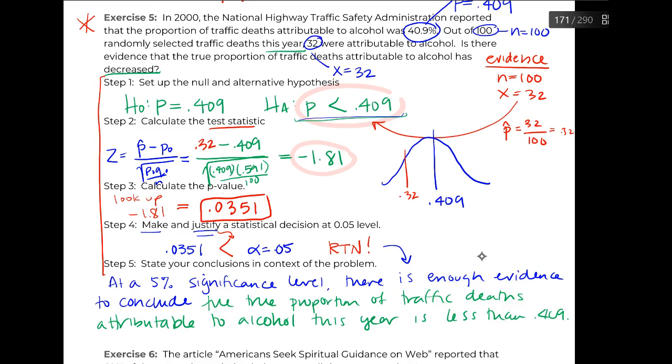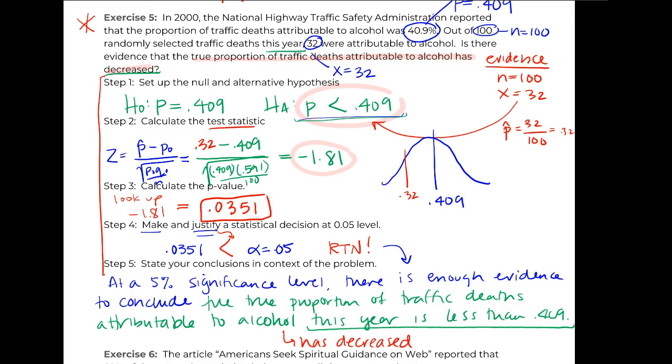That's sort of copying our alternative, right? Less than 0.409. Alternatively, we can look up here. We can usually copy what's in the question stem as long as it matches what's in our alternative. And so in this case, the true proportion of traffic deaths attributed to alcohol has decreased. So it would have been shorter to just say has decreased. The only thing you want to be careful of when you're copying that is that you are matching up with the alternative hypothesis. So hopefully, oh, I want to show you guys one more thing.